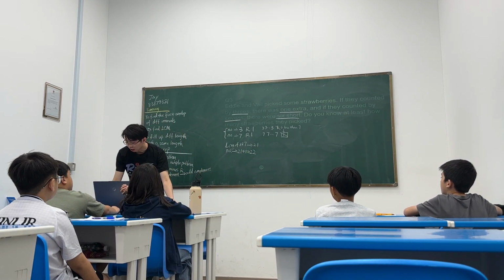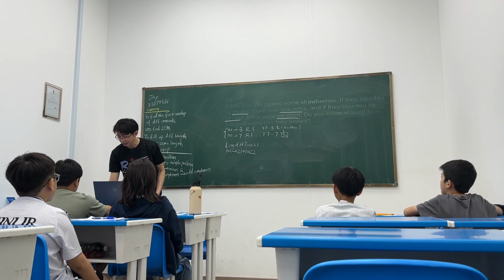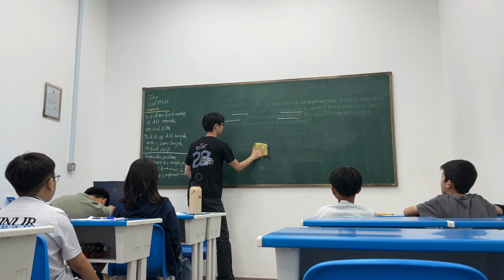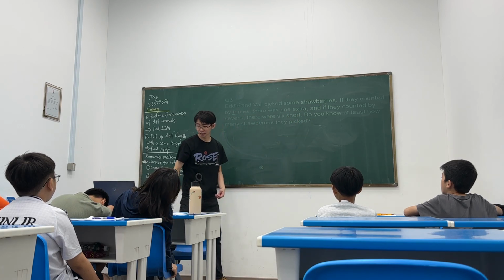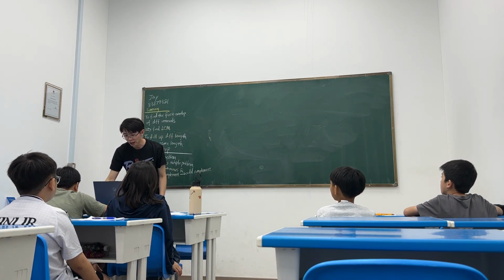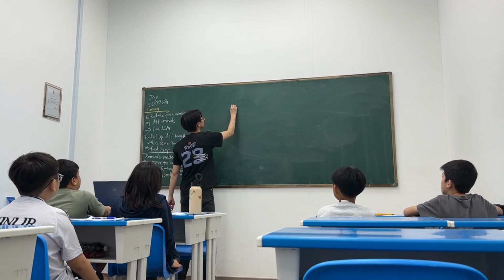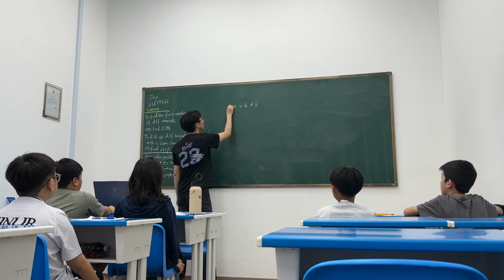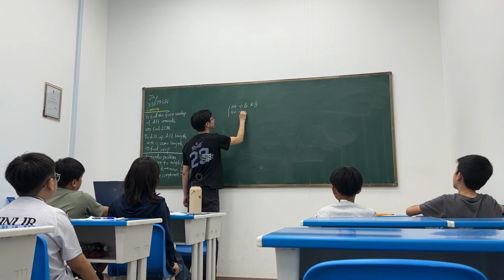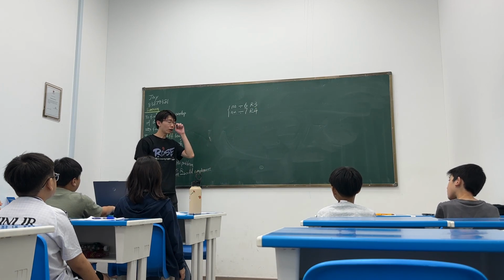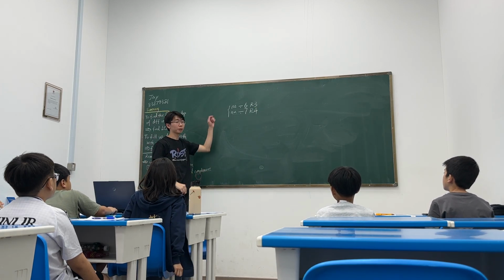Okay, now let's take a look at another example. This time, let's say a number when divided by 6 has a remainder of 3. When divided by 7, it has a remainder of, let's say, 4. How can we find out the smallest possible number here?